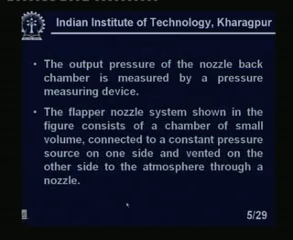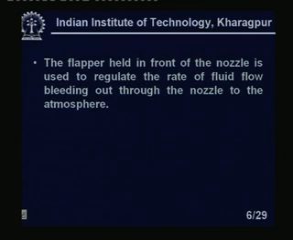The output pressure of the nozzle back chamber is measured by pressure measuring devices, as I told you. The flapper nozzle system shown in the figure consists of a chamber of small volume connected to a constant pressure source on one side and vented on the other side to the atmosphere through a nozzle. The flapper held in front of the nozzle is used to regulate the rate of fluid flow bleeding out through the nozzle to the atmosphere, right? There is a continuous leak of air, or bleeding of air, through the nozzle, right?